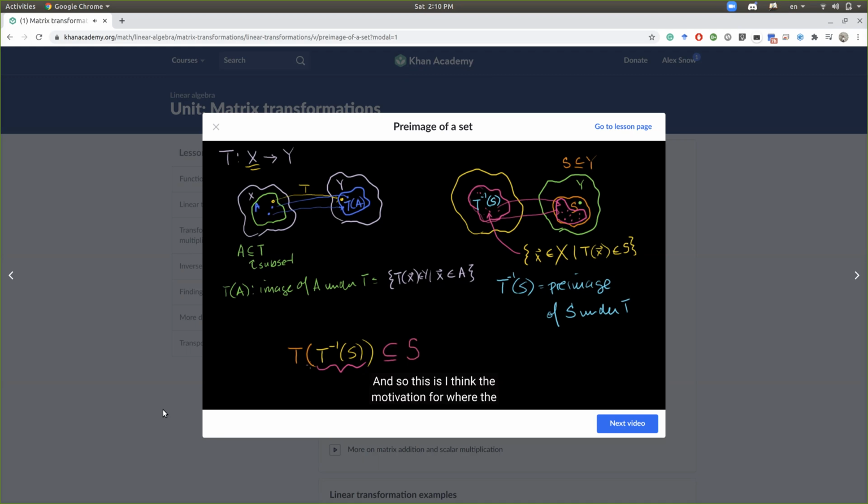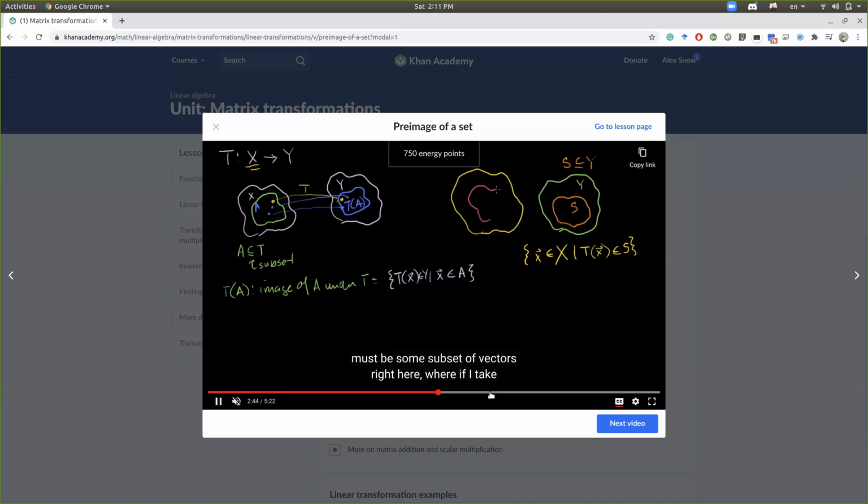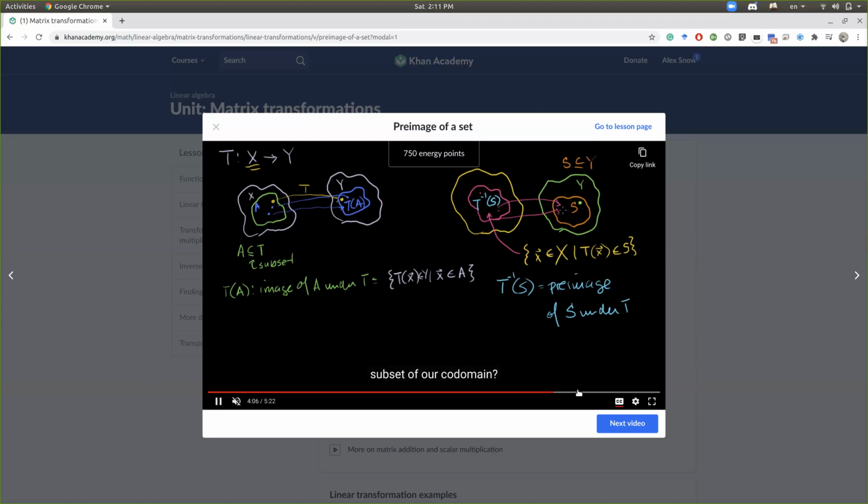And so this is, I think, the motivation for where the notation comes from. We can construct a subset of S by taking the image of the pre-image of S. You can kind of view the image and the pre-image as canceling out, and that's why that inverse notation was probably introduced. Now this is all very abstract. What I'm going to do in the next video is actually calculate or determine the pre-image of some subset of my codomain.